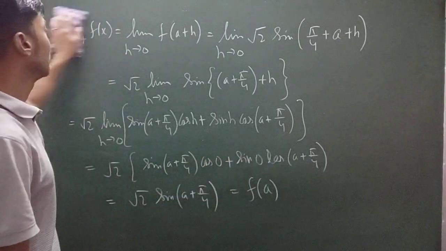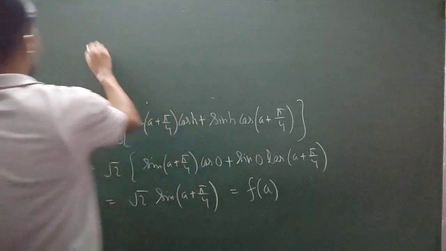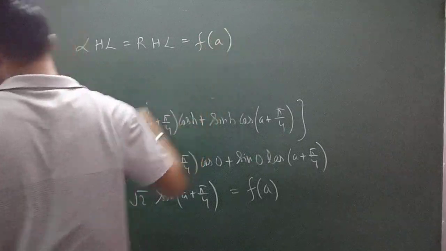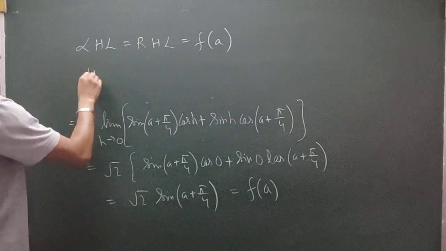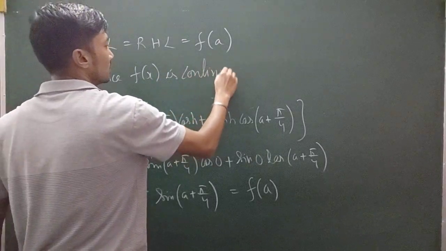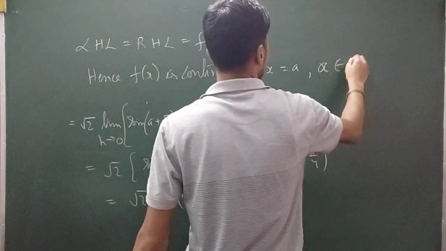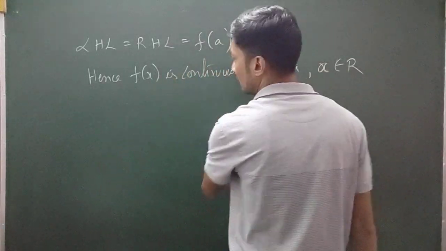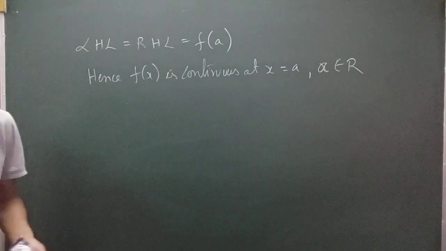So yes, it was discussed, the continuity. The left hand limit is equal to the right hand limit is equal to the value of the function at a. Hence f of x is continuous at x equal to a, such that a belongs to the set of real numbers. That means for all points of real numbers, the function is continuous. Simple as that. Slightly lengthy, but it doesn't matter, isn't it? It's quite simple.